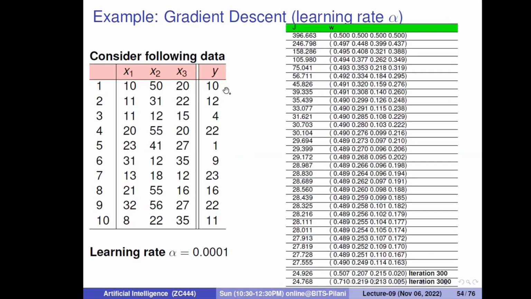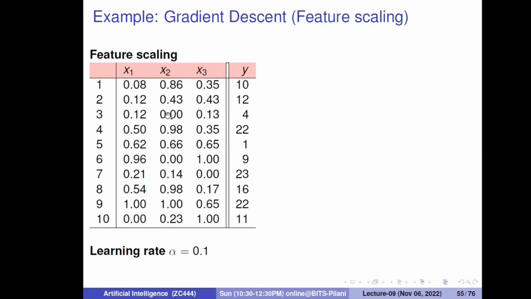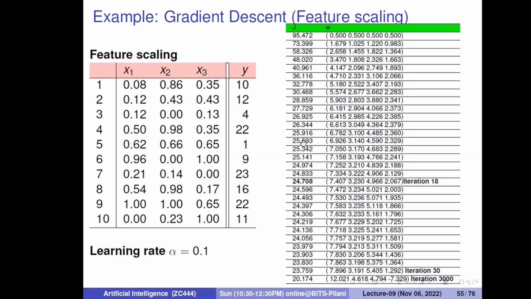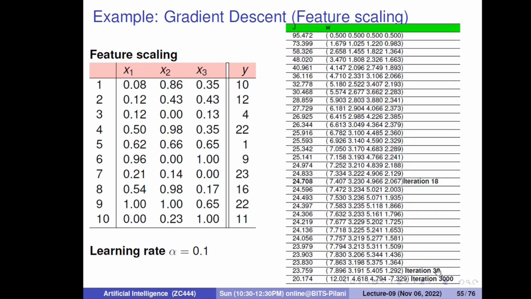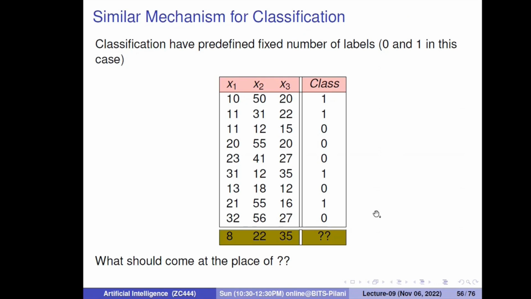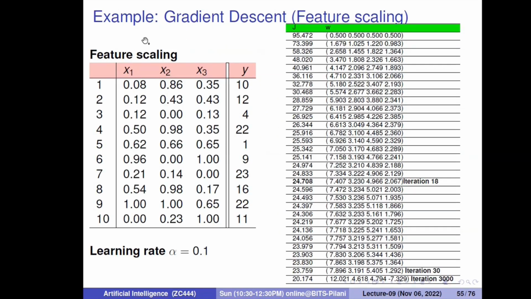To make it fast, there is a method called feature scaling. You can apply min-max scaling with respect to every attribute, and when you do that, it becomes very fast. For example, here you start at 0.95, and after 18 iterations you reach 24. In the previous case, you see that after 300 iterations you are reaching 24. So it becomes very fast, and after 30 iterations you reach 23, after 3000 iterations you reach 20, so it becomes a better classification. Okay, so this is how you find a value over here.